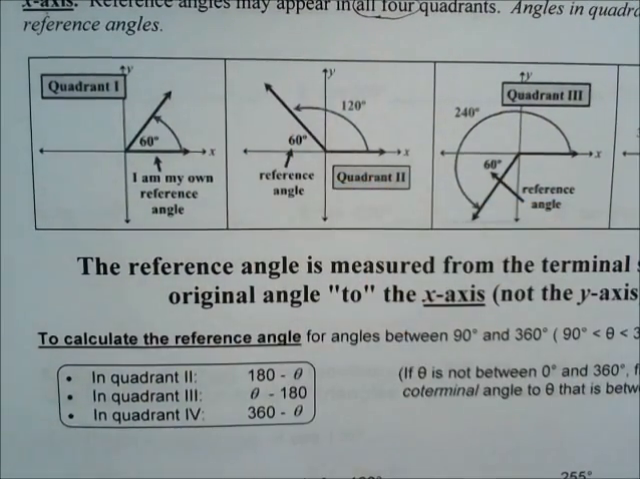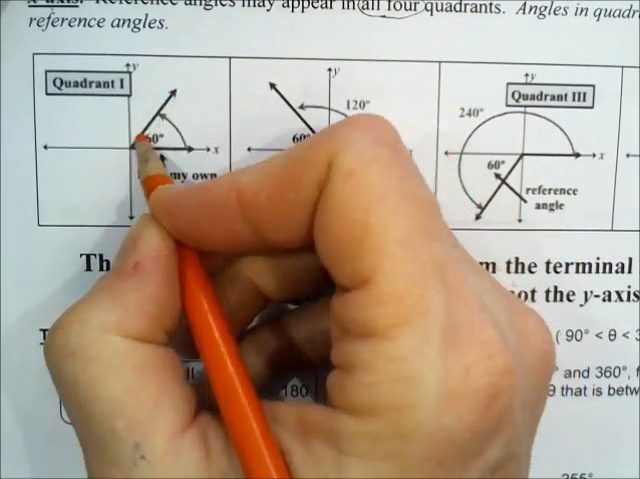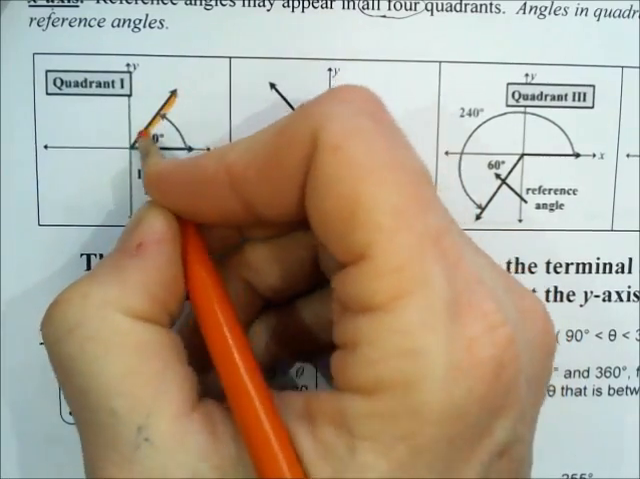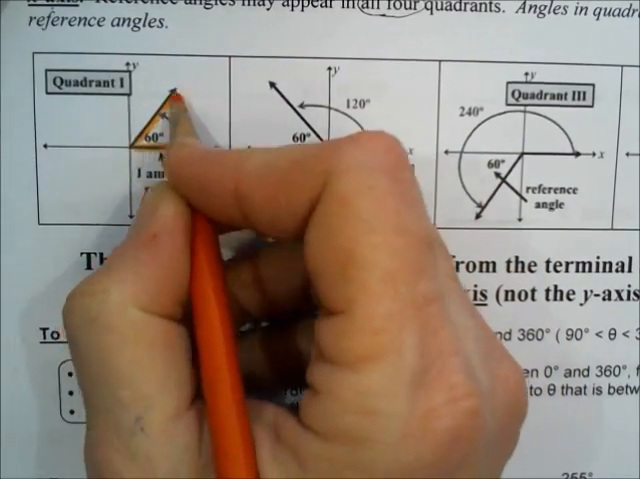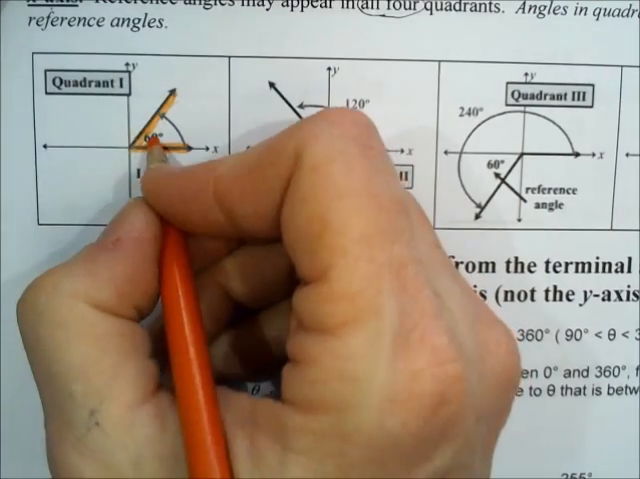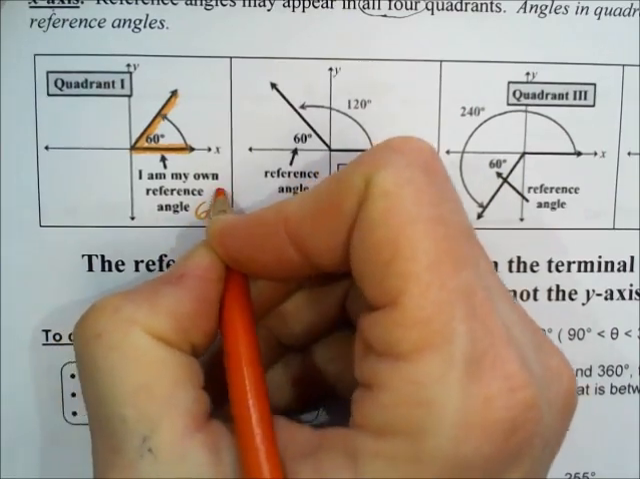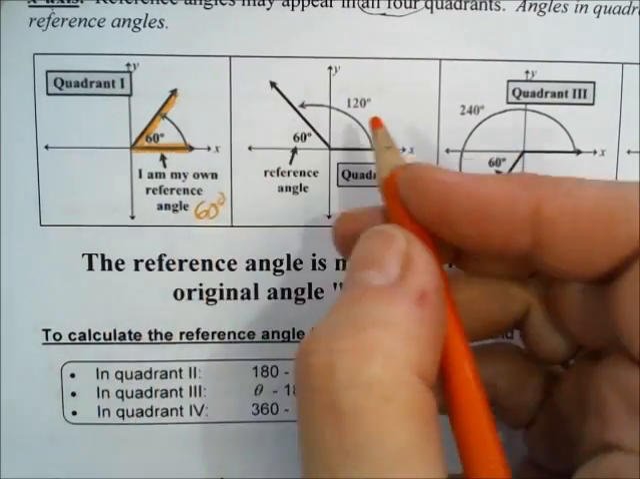So down here, there are 4 different examples of reference angles drawn for you. And what you have here is a quadrant 1 angle. So we're starting here. Here's the terminal side. So this reference angle right here is the angle that the terminal side makes with the x-axis. This is a 60-degree reference angle. So 60 degrees is this reference angle.